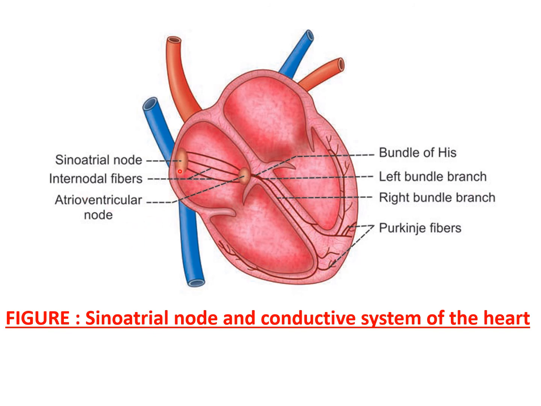So this is the SA node, the AV node, and these are the internodal pathways. And this is the bundle of His, this is a branch of the bundle of His, and these are the Purkinje fibers.